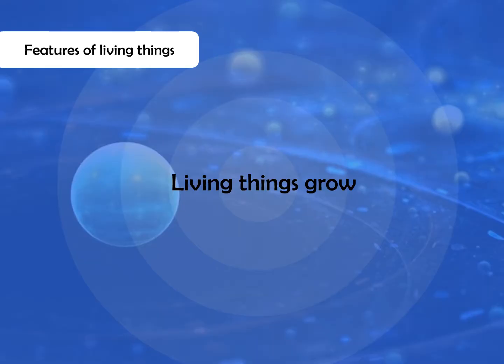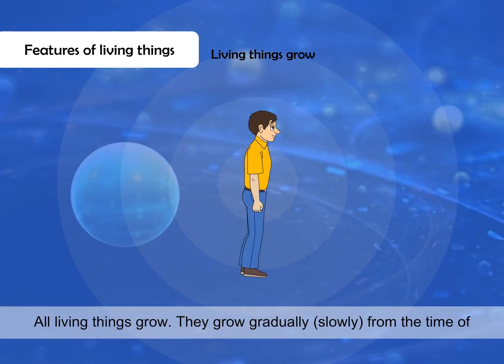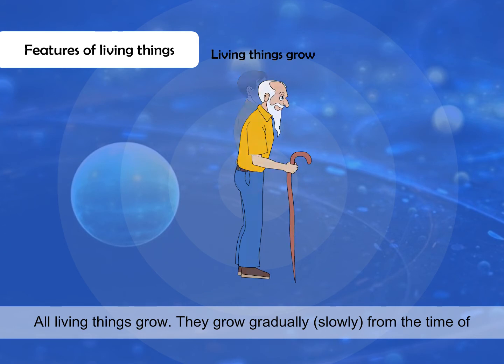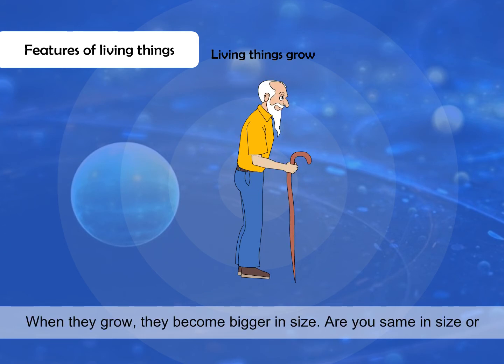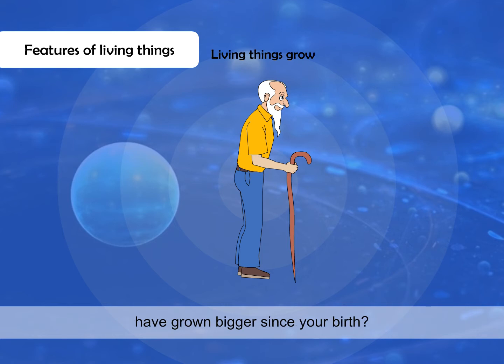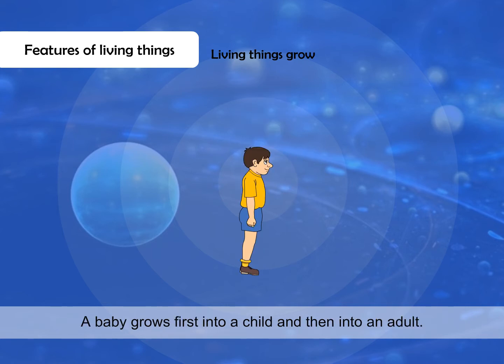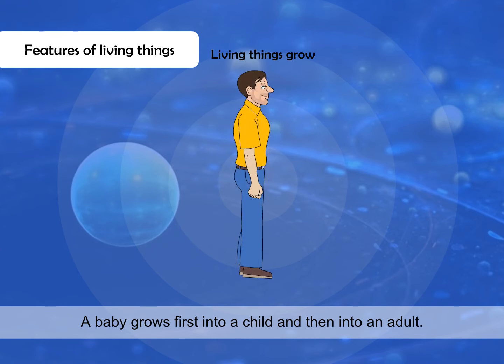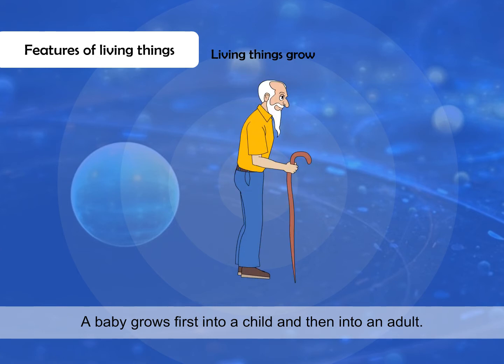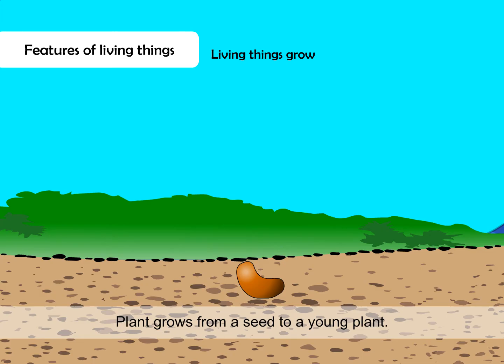Living things grow. All living things grow. They grow gradually, slowly, from the time of their birth. When they grow, they become bigger in size. Are you same in size or have grown bigger since your birth? A baby grows first into a child and then into an adult. Plants grow from a seed to a young plant.